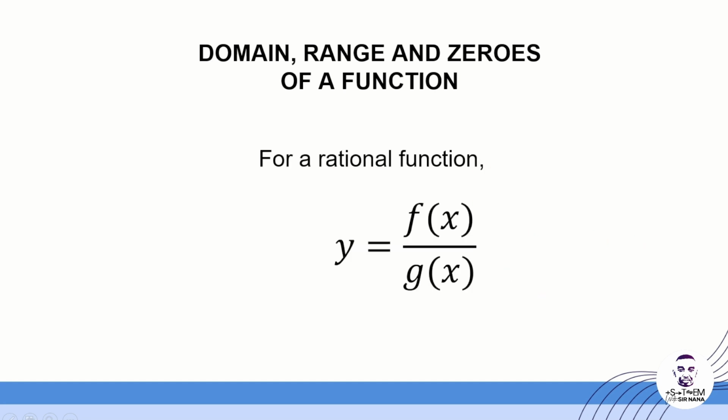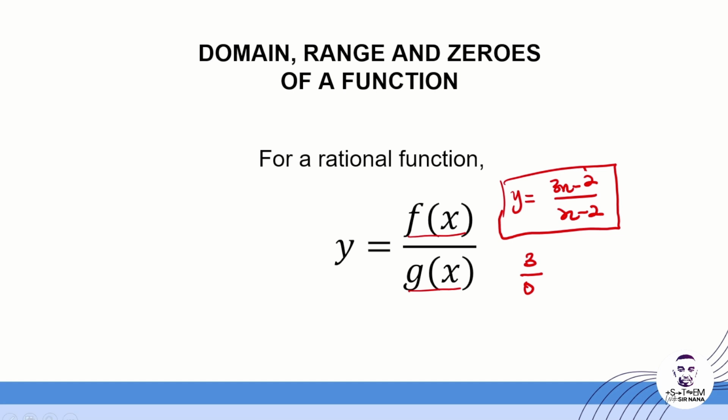How about when we have a rational function? Rational functions are functions that are of the form y is equal to f of x all over g of x. So we have y is equal to 3x minus 2 all over x minus 2. So this is a rational function. To find the domain of a rational function, remember that when we type 3 all over 0 in the calculator, we get an undefined term, because 3 over 0 does not belong to any member of the real number system. It doesn't belong there at all.